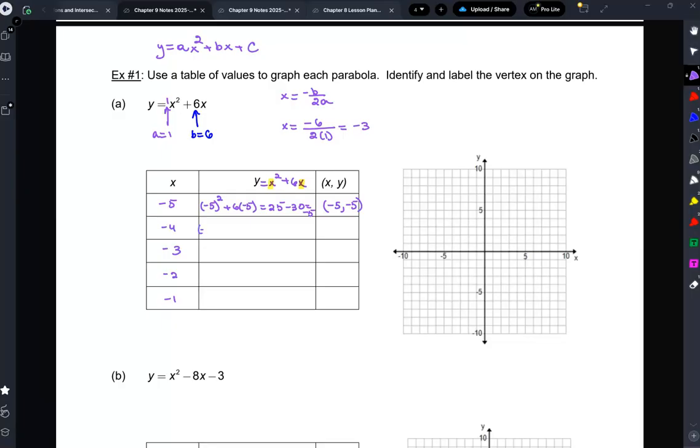Okay, now negative 4 squared plus 6 times negative 4. What's negative 4 squared? Positive 16 minus 24, negative 8. So here I get negative 4, negative 8. Now I have my vertex. Negative 3 squared plus 6 times negative 3. 9 minus 18, negative 9.